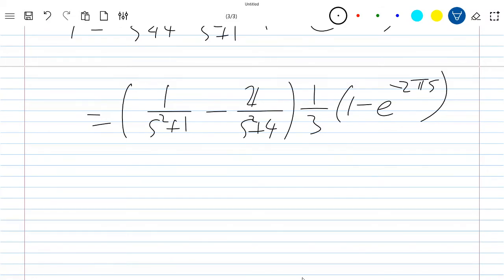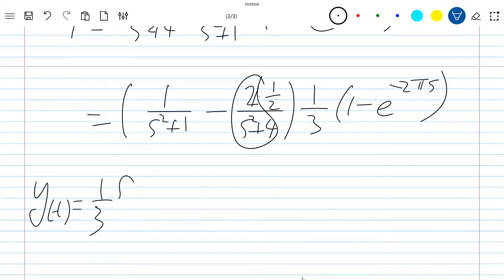Okay, let me do this again. This is 2 times 1/2. So this will give you the sine of 2t. Right. So what's your solution? 1/3 is the common part. Then this gives you sine of t minus 1/2 sine of 2t. Right, that's for the one part.